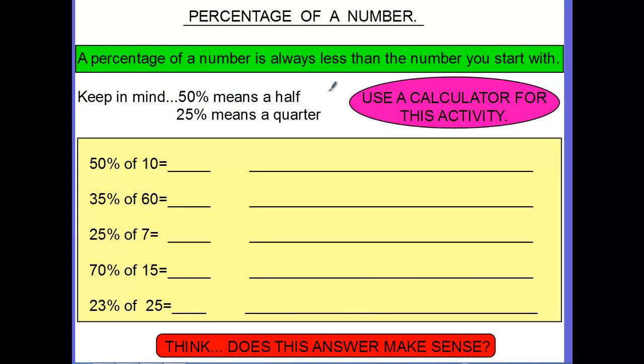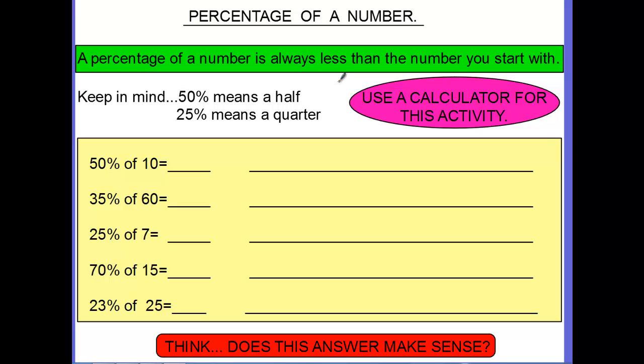Percentage of a number. Okay, what I'll do first is just go through some of the information I've got on screen, and the first thing I'll talk about is the green box. The green box tells you an important piece of information that you need to keep in mind whenever you're working out percentages of a number. This tells you that a percentage of a number is always less than the number you start with.